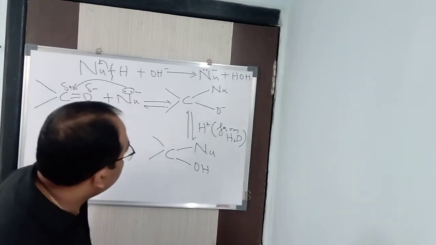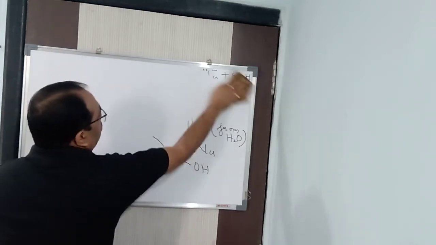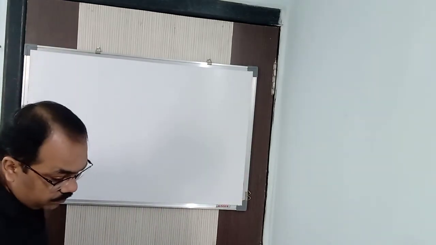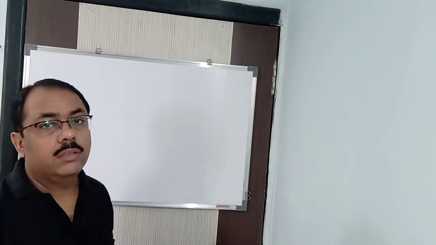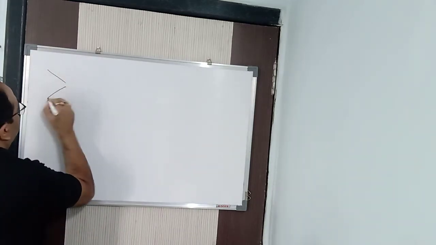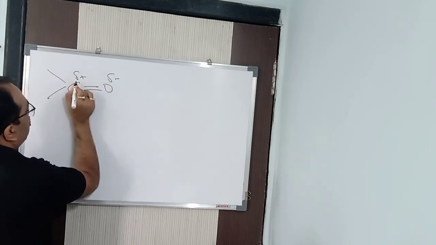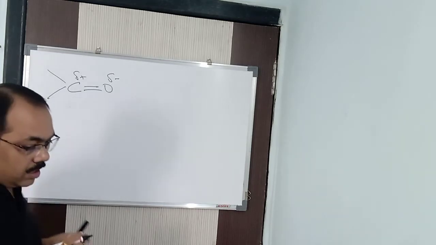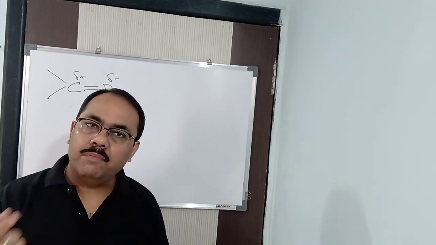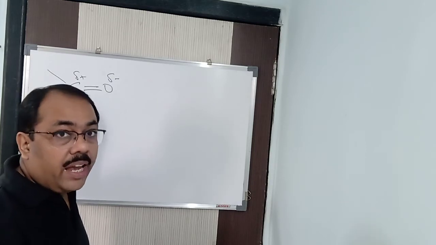Now this is the mechanism, we got it, we learned it from here. Next we will come to the reactivity of the carbonyl group, whether it is aldehydes or ketones. It depends upon the positive charge on the carbonyl carbon. The more positive it is, the more reactive the compound is.